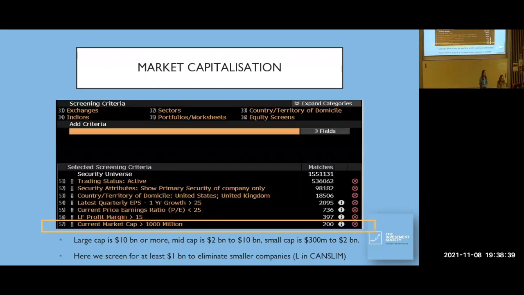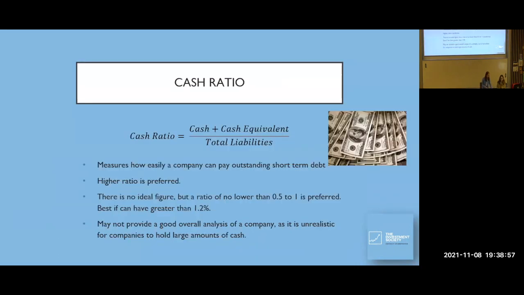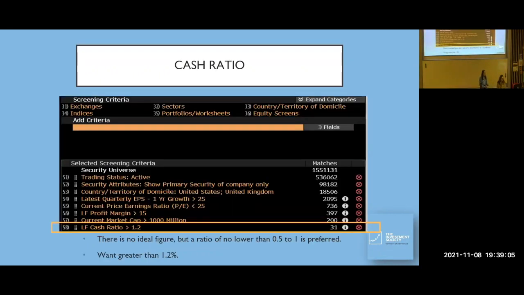In particular here, what we've done is we've made the market cap greater than 1 billion. So this is quite a small market cap. However, if we set this to be the baseline, then we've still got a lot of other companies available, but we've eliminated the smaller penny stocks. Cash ratio is another ratio which is good to be using. So what we have done here is we have made this greater than 1.2. Again, there isn't really necessarily an ideal figure, but greater than 1.2 is better; you always need to look back at the industry in particular.